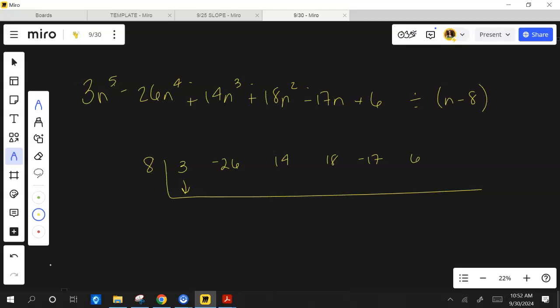Yep. 8 times 3 is negative 26 plus 24 is, yes, multiply. Add. Multiply. Multiply. Add. Multiply. Add.